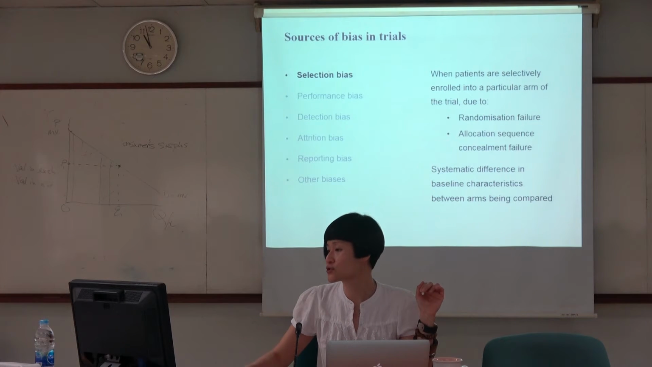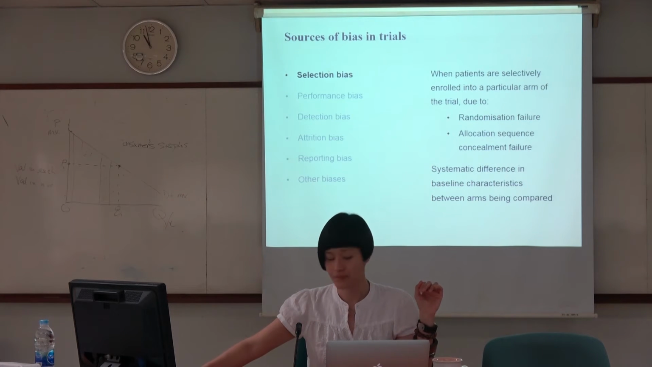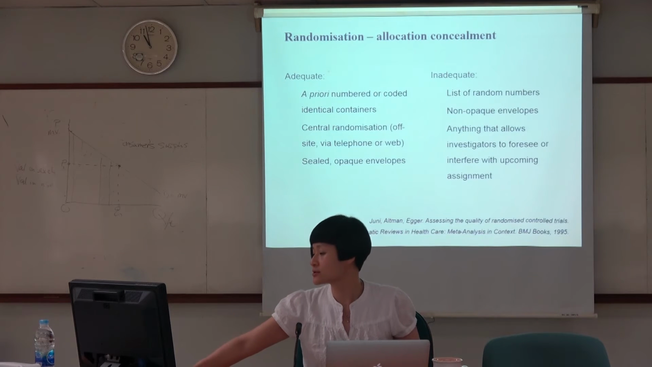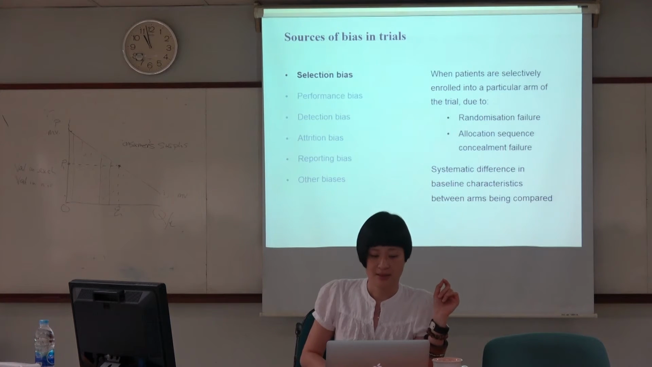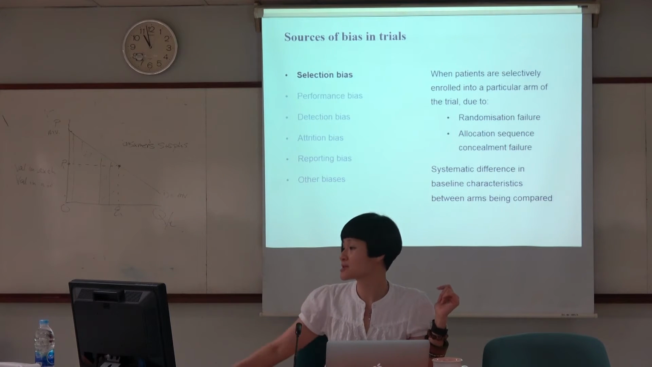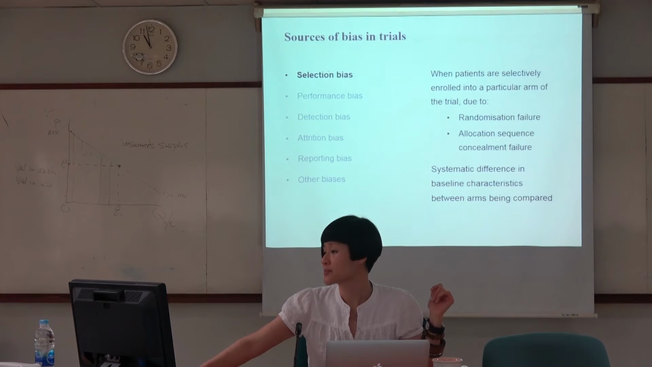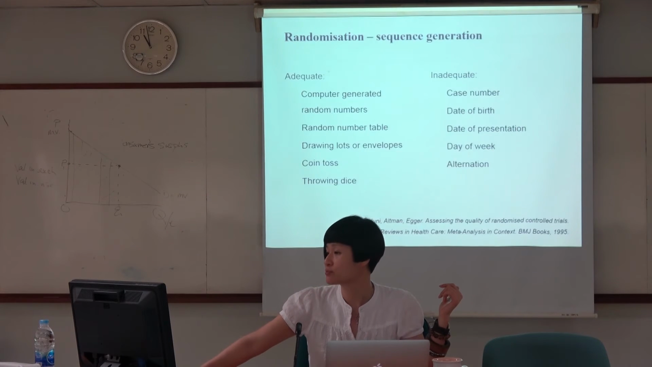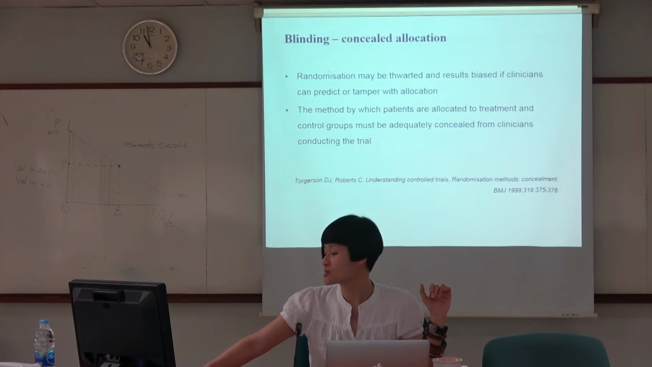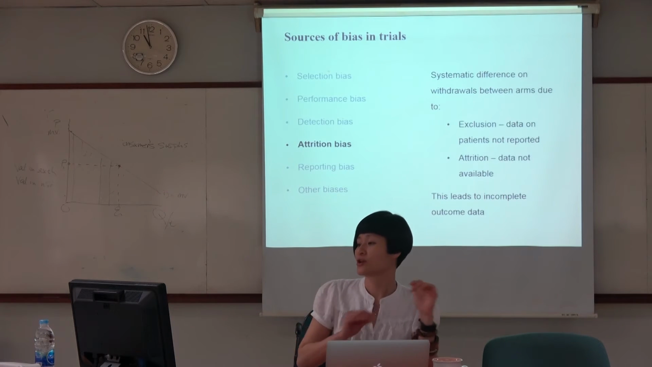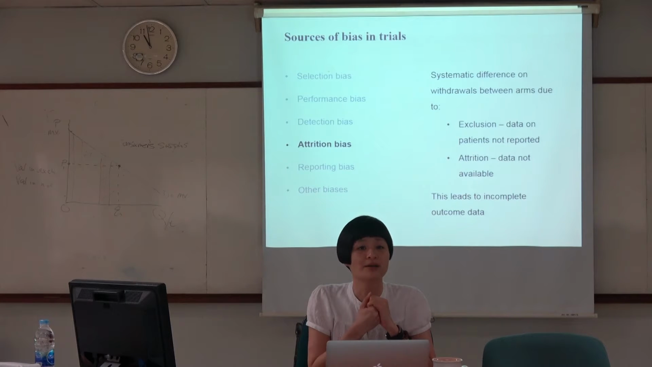So we've covered blinding. We've covered selection bias and randomization, performance bias, which is related to blinding, and then detection bias, so we touched on that as well. The next one's attrition bias. So what are your thoughts on attrition bias?